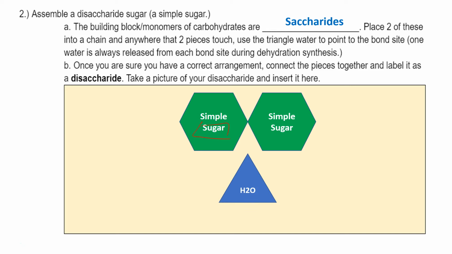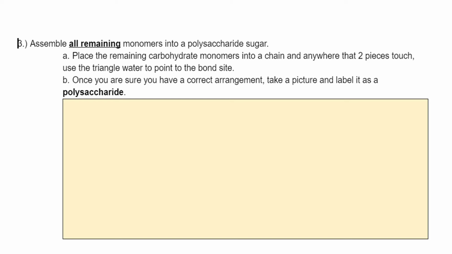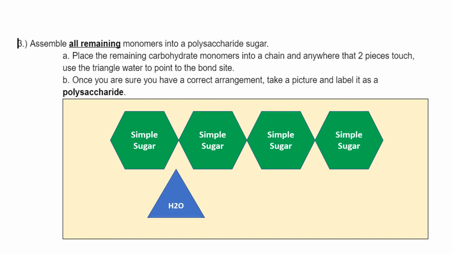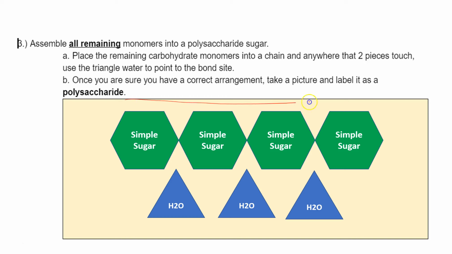Okay. Moving on to number three. Now it says assemble all remaining monomers into a polysaccharide. So I realize that the bags that you guys have may have different numbers of sugars. So your polysaccharide might have 6, someone else might have 8. All that I'm looking for is that you get the arrangement correct. So your polysaccharide should look something similar to this. Put all the simple sugars into a straight chain, and anywhere they're touching, I want you to show water leaving the bond site.